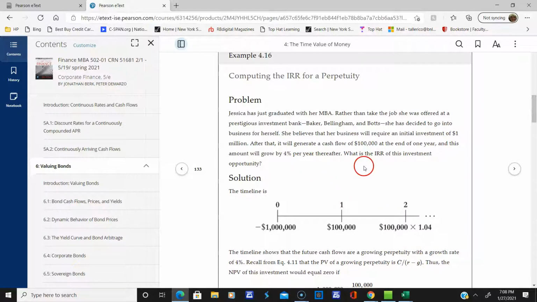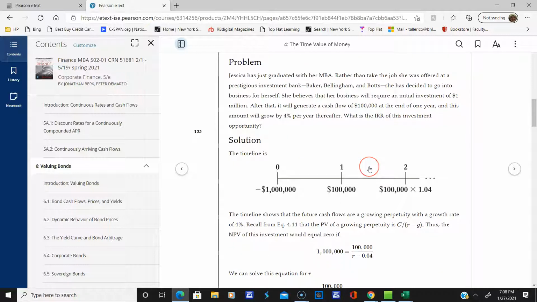What is the internal rate of return of this investment? So this is the growth rate, right? 4%. So the timeline here shows the cash flows. The future cash flows are a growing perpetuity with the growth rate of 4%. So this grows at a 4% rate.